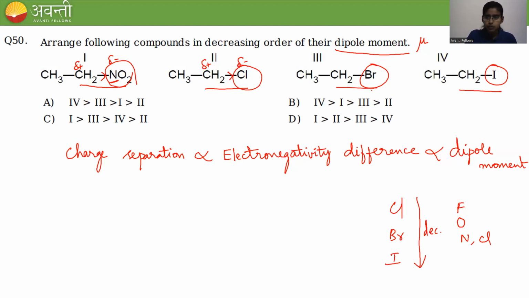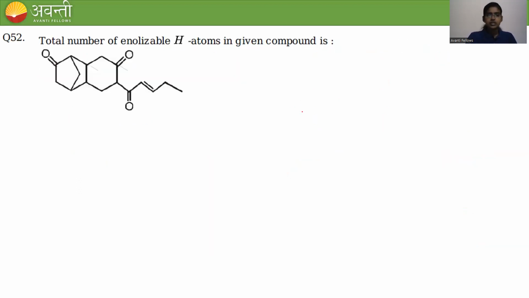Then comes our bromine. Then comes our iodine. So compound 1 is more polarized, so that is having the highest dipole moment. So 1, 2, 3, 4. So option D is the correct answer for this question. Okay. Now moving on to the next question.